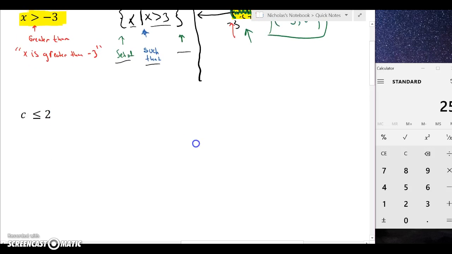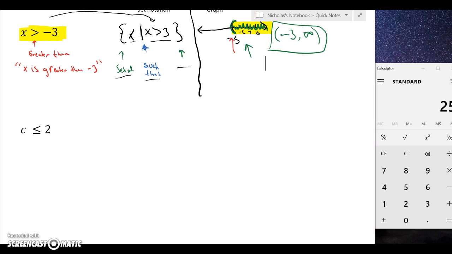Let's look at one more of these. In this one right here, it says C is less than or equal to 2. When we have that bar under there, it means or equal to. So we would read this as C is less than or equal to 2. Pretty much the same pattern as what we had above.